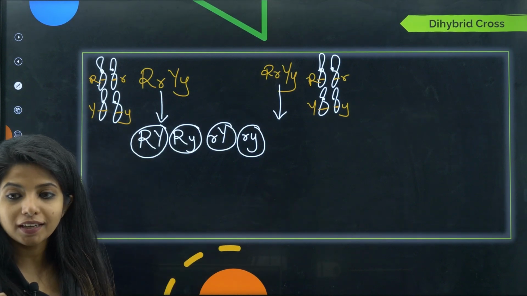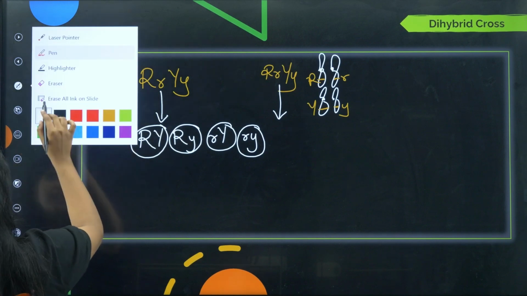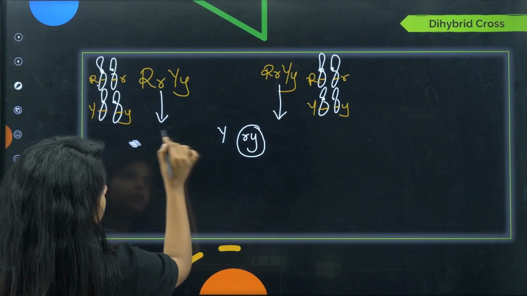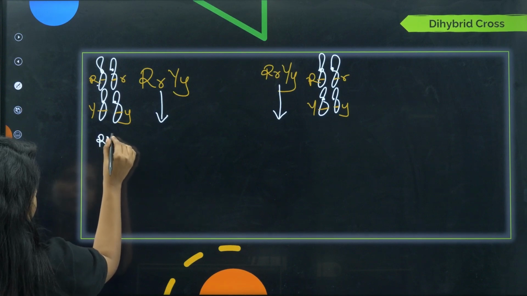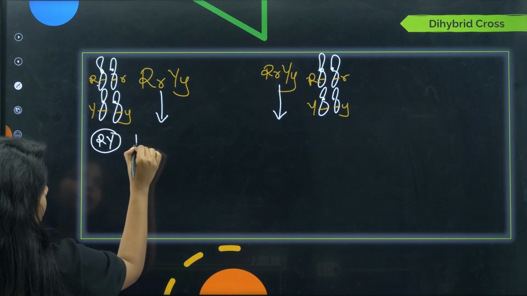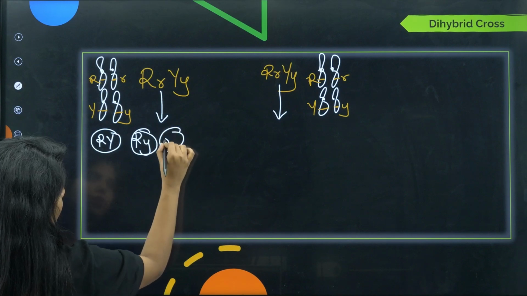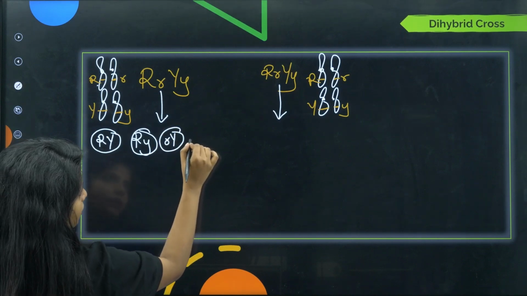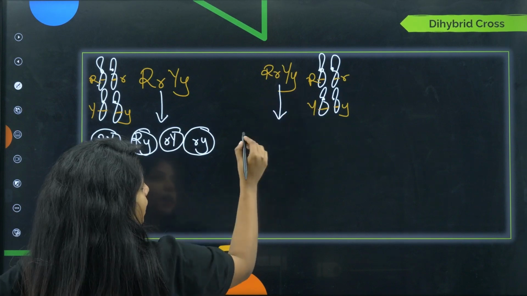So we have 4 gametes again. Over here also, if we see, so just a second, children. Can I make it a little shorter? Capital R, capital Y; capital R, small y; small r, capital Y; and small r, small y. Okay. Now over here also the same thing happens, same parent, no?